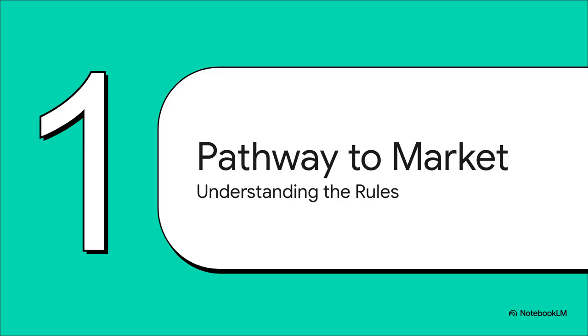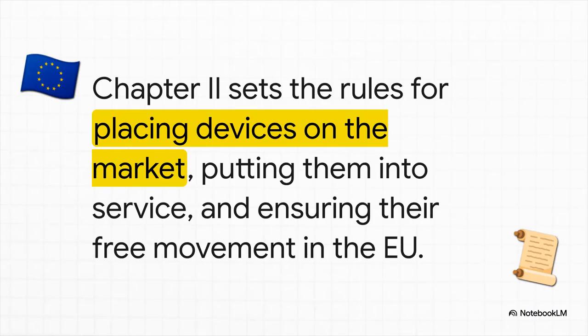You can think of this first section as establishing the rules of the game. Chapter 2 is, without a doubt, the definitive playbook for any company that wants to bring a medical device to patients anywhere in the European Union. And here is the most crucial point to grasp right from the start. This chapter covers the entire life cycle of a device. This is not just about a one-time approval to get your product on the shelves. No, it's about the ongoing obligations for everyone involved in that supply chain, making sure that device stays safe and compliant for as long as it's being used.